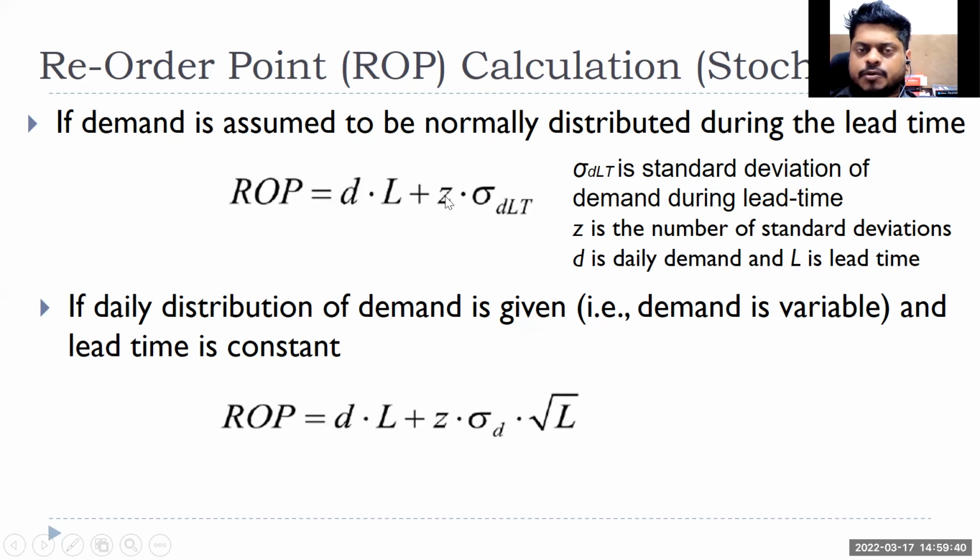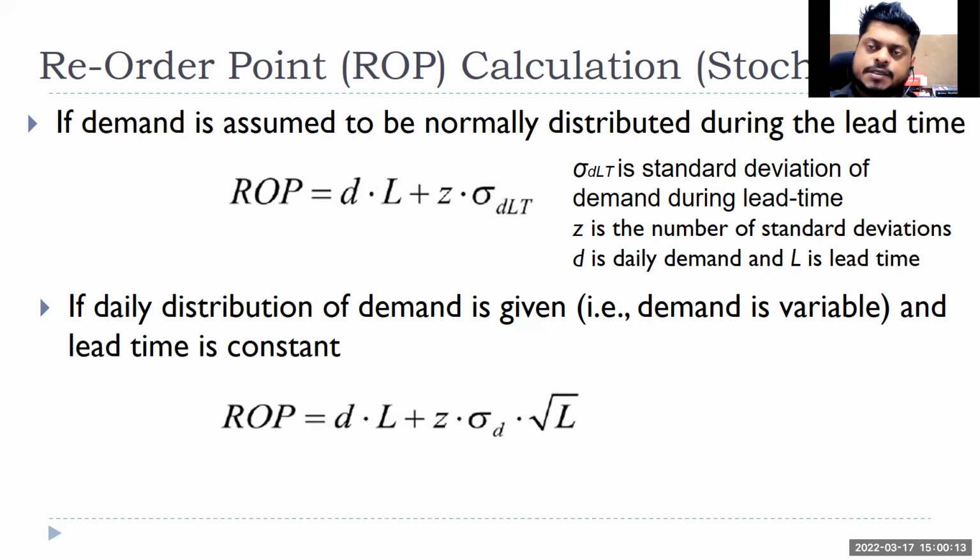Margin of error is nothing but this Z value, the critical value. Let's say for a 95 percent confidence interval, I'll get 1.96, multiplied by the standard deviation of demand during that lead time, during those 7 days, or during that 1 month. So whenever I have a demand which is normally distributed during the lead time, the lead time is not varying. It is fixed, 1 week or 1 month, whatever that is.